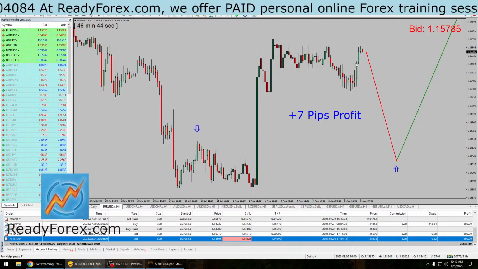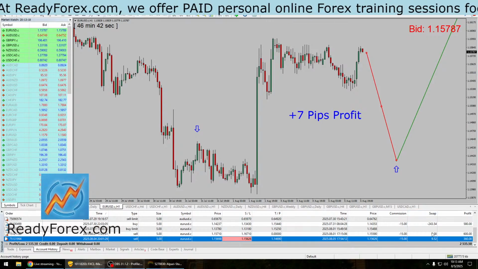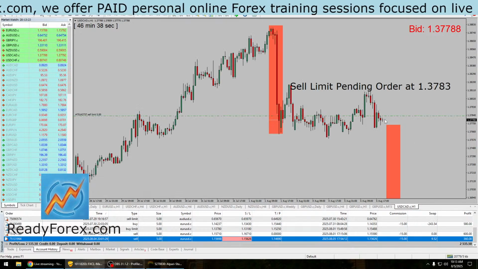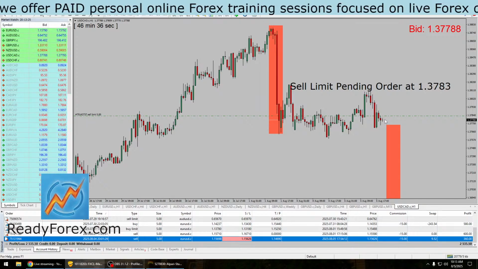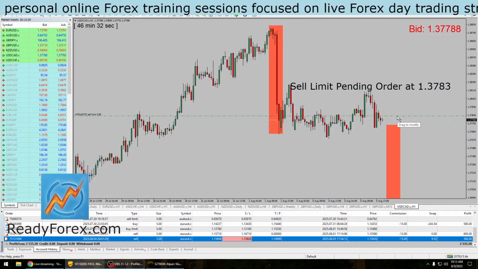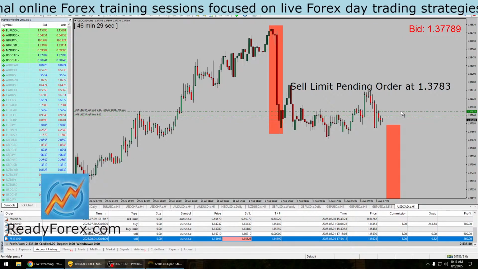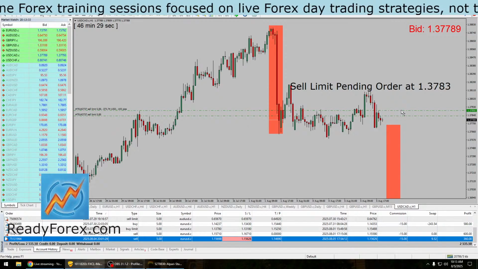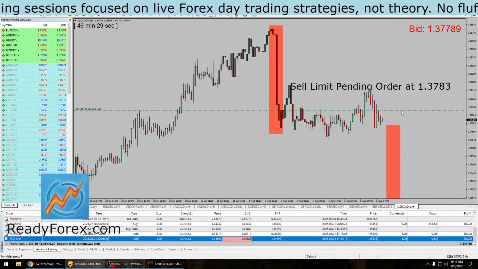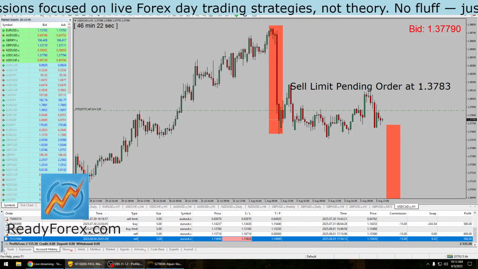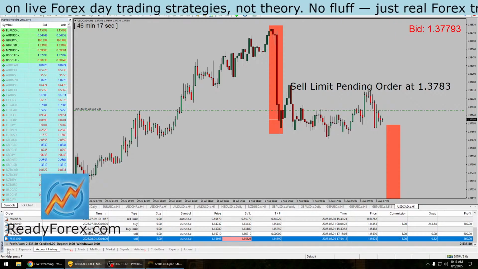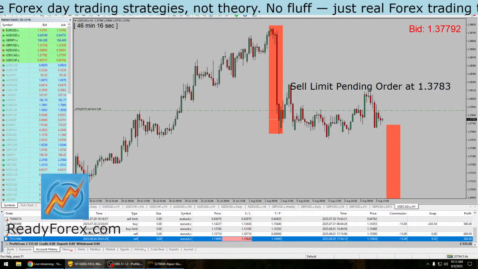Okay, so that was the sell, which closed with a 7 pips profit. Next one is the USDCAD, which is currently trying to go nowhere, and I think I am going to adjust this thing a little bit, move this one up to 1.3789. I adjusted the sell limit pending order.